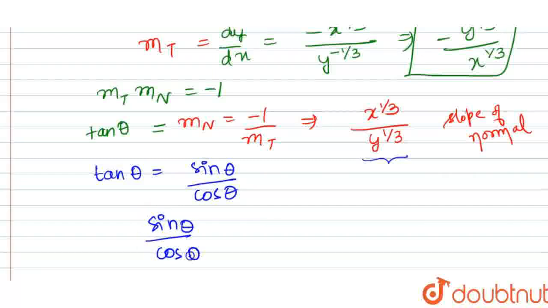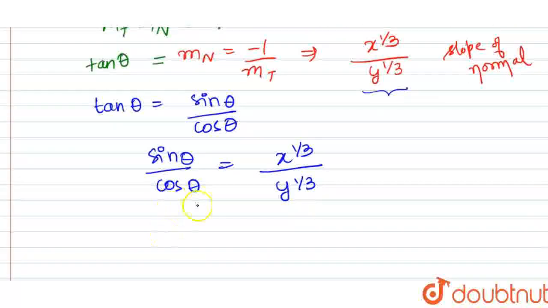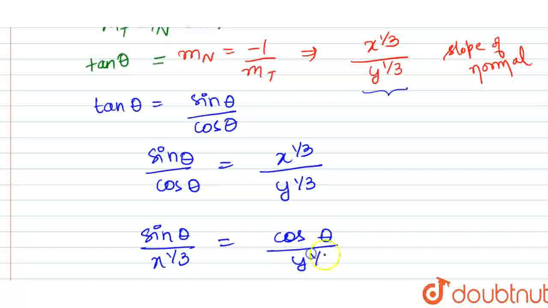So we will get sin theta upon cos theta is equal to x to the power 1 by 3 upon y to the power 1 by 3, right? Now we will shift y to the power 1 by 3 to the left hand side, and we'll get sin theta upon x to the power 1 by 3 and cos theta upon y to the power 1 by 3. Let's say that this is equal to some constant k, right?